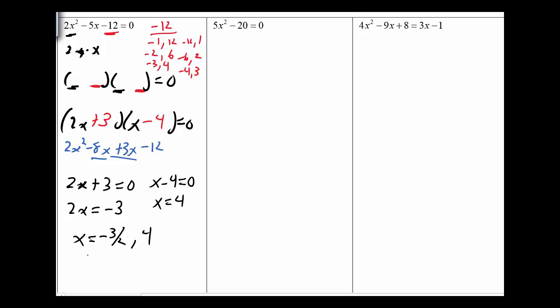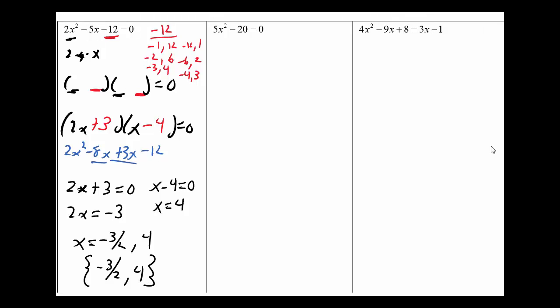So our solution set, because you'll see that on the homework, is a collection of numbers. So we have 2 numbers that satisfy this equation, and that would be negative 3 halves and 4. So you'll see it with that set notation.